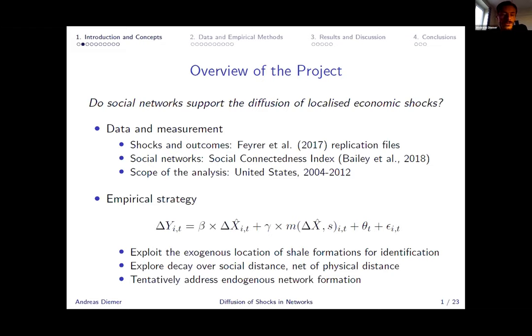And then the definition of social networks is based on a novel index that uses online friendships, in particular friendships over Facebook, to get an idea of how socially connected places are to each other.